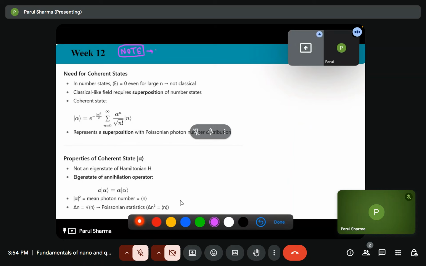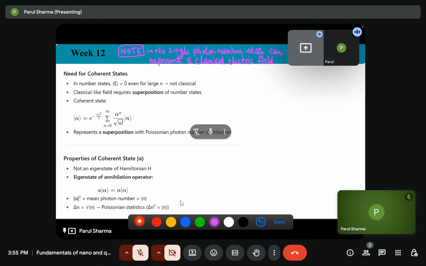So the note is no single photon number state. Now, what is the need of the coherent state?